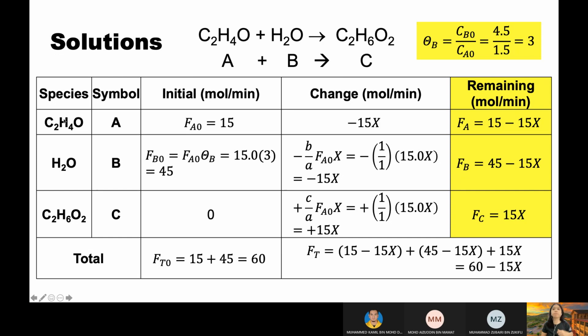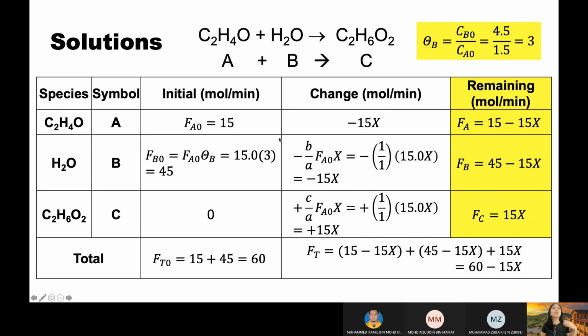Okay, so the first one, ethylene oxide. So kita namakan dia sebagai A. Water, B, product dia C. So for initial molar flow rate of A, 15 mole per minute. Tadi kita kira FA0 15. Okay. Change, berapa banyak A reacted? It was minus FA0X. Kita tadi belajar formula minus FA0X kan? So become minus 15X.